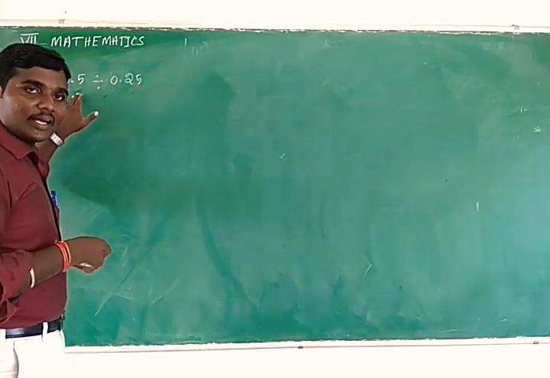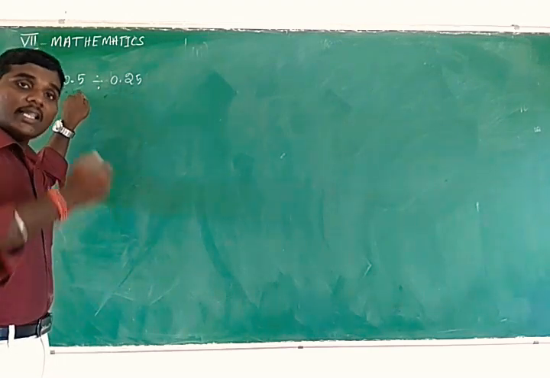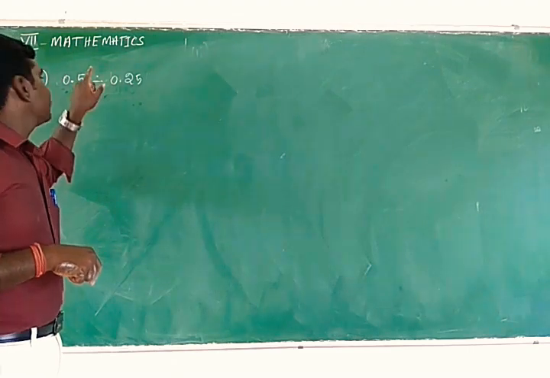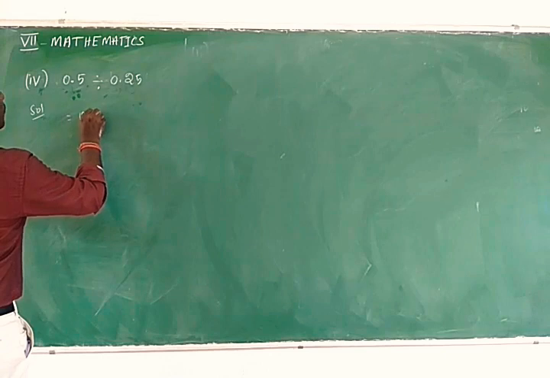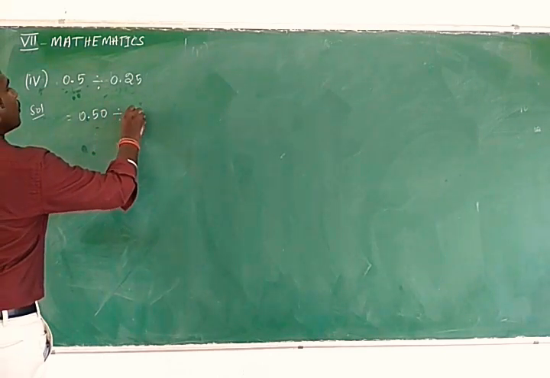So there will be a problem. 1 minus 2 gives minus 1. So what do you do? Add the 0. 0.50. Now this value does not change. Then divide by 0.25.